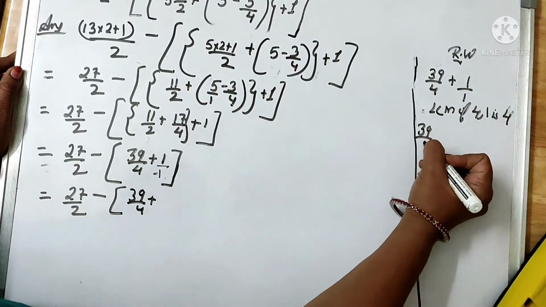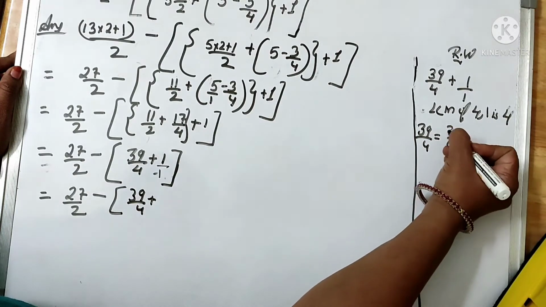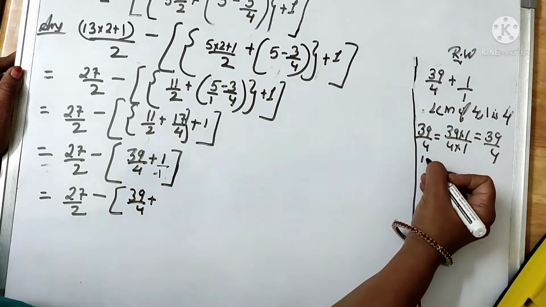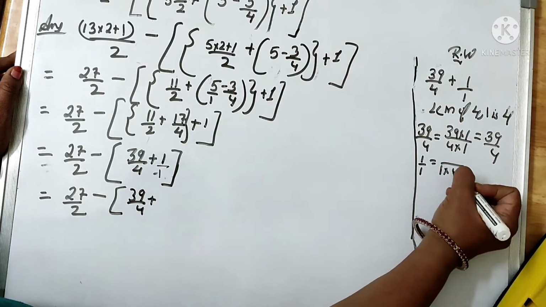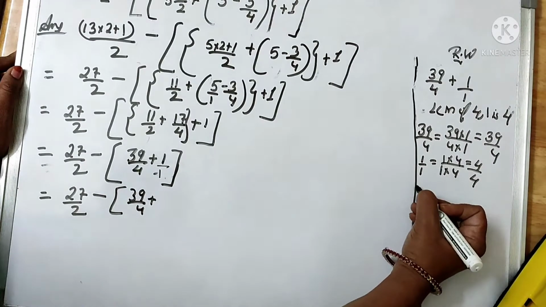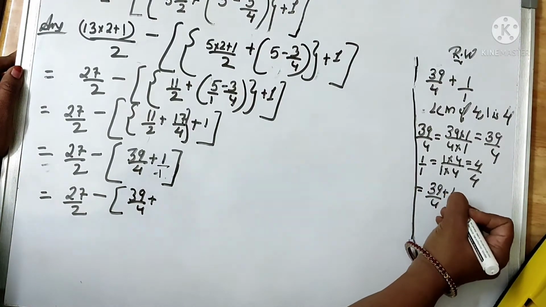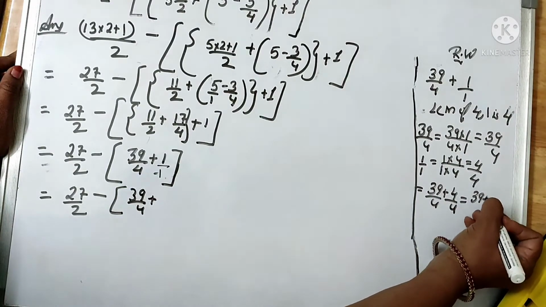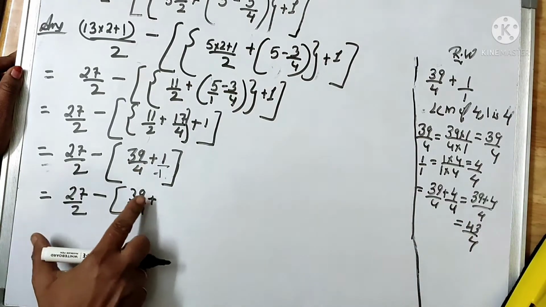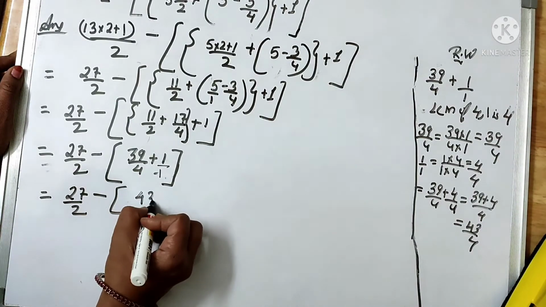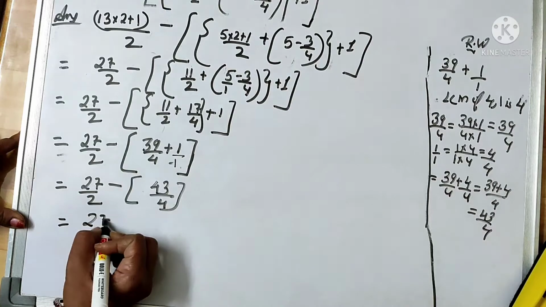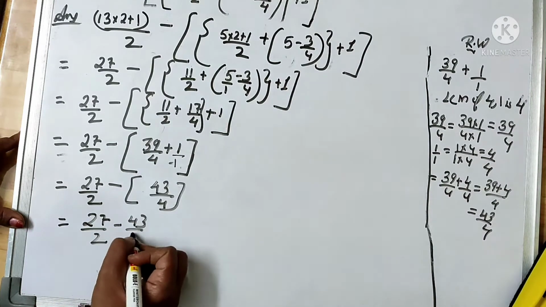Okay, now 39/4 will be as it is, (39 into 1)/(4 into 1), which comes out to be 39/4, and 1, if I have to make it 4, I have to multiply by 4, so it comes out to be 4/4. Okay, now 39/4 plus 4/4 is equal to (39 plus 4)/4, which is equal to 43/4. So here, instead of this, I can write it as 43/4. Okay, now in the next expression, 27/2 minus 43/4.